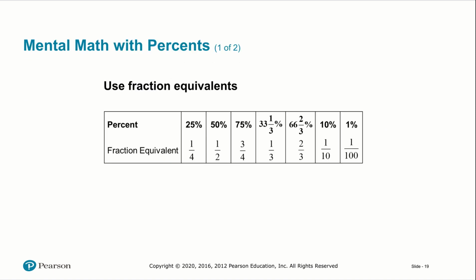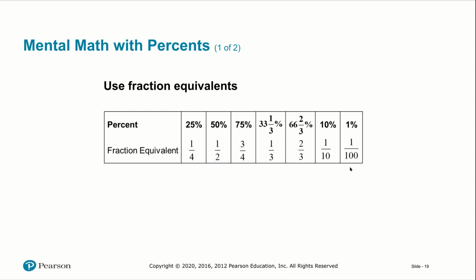All right, next we want to look at some mental math with percents. In order to do that, it's really good to be familiar with some of these common percents and their fractional equivalents, like 25%, that's 1/4. Of course, because 25 over 100 reduces to 1/4. Same with 50%, etc. We've seen all this. So these are really good to know because they help you do some mental math very quickly, like 33 1/3%, that's 1/3. 66 2/3%, that's 2/3. 10% is 1/10. 1% is 1/100.